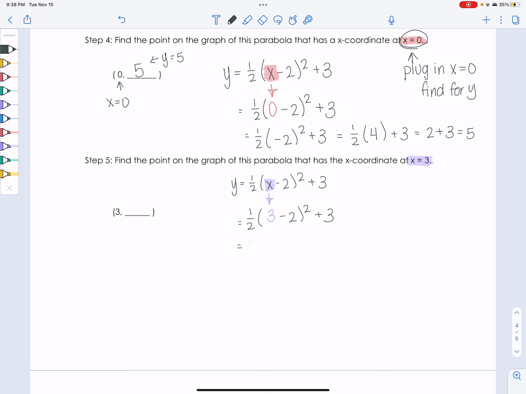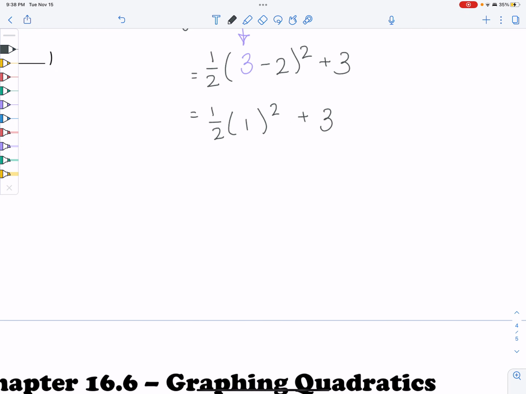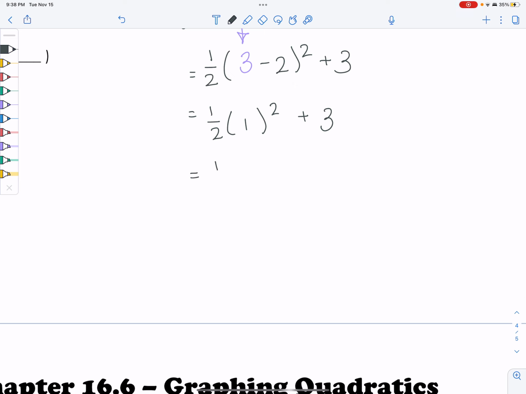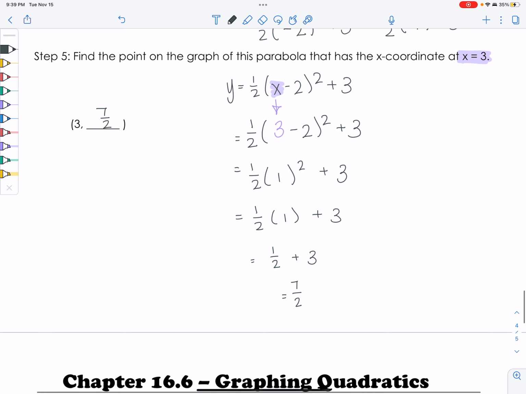So parentheses first, 3 minus 2 is going to give me 1. Carry everything down. Exponents, 1 squared is going to give me 1. Now I'm going to multiply. 1/2 times 1 is 1/2. Plus 3 is going to give me 7 halves. Leave it as a fraction like we've been doing. And then that would be your final answer.